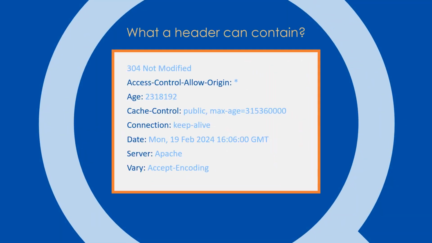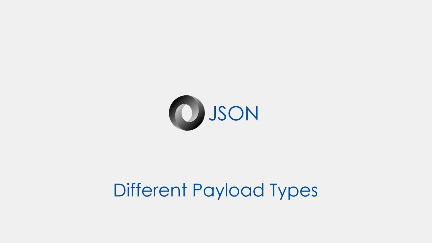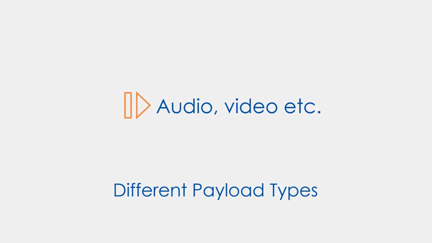A header can contain information like request context, response context, status, and it can indicate payload type. There are different payload types such as JSON, XML, CBOR, text, audio and video, and more. So let us show you an example of JSON payload.